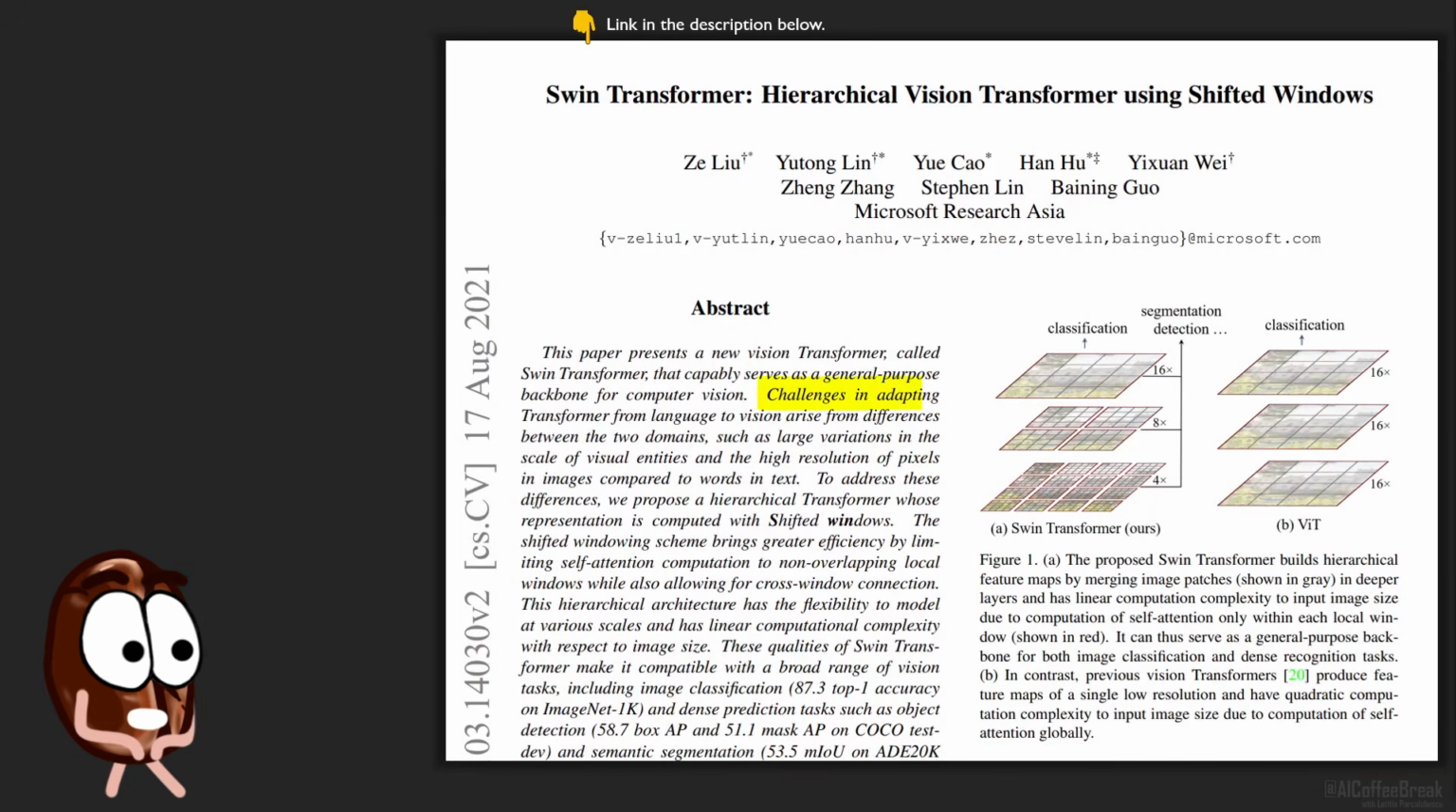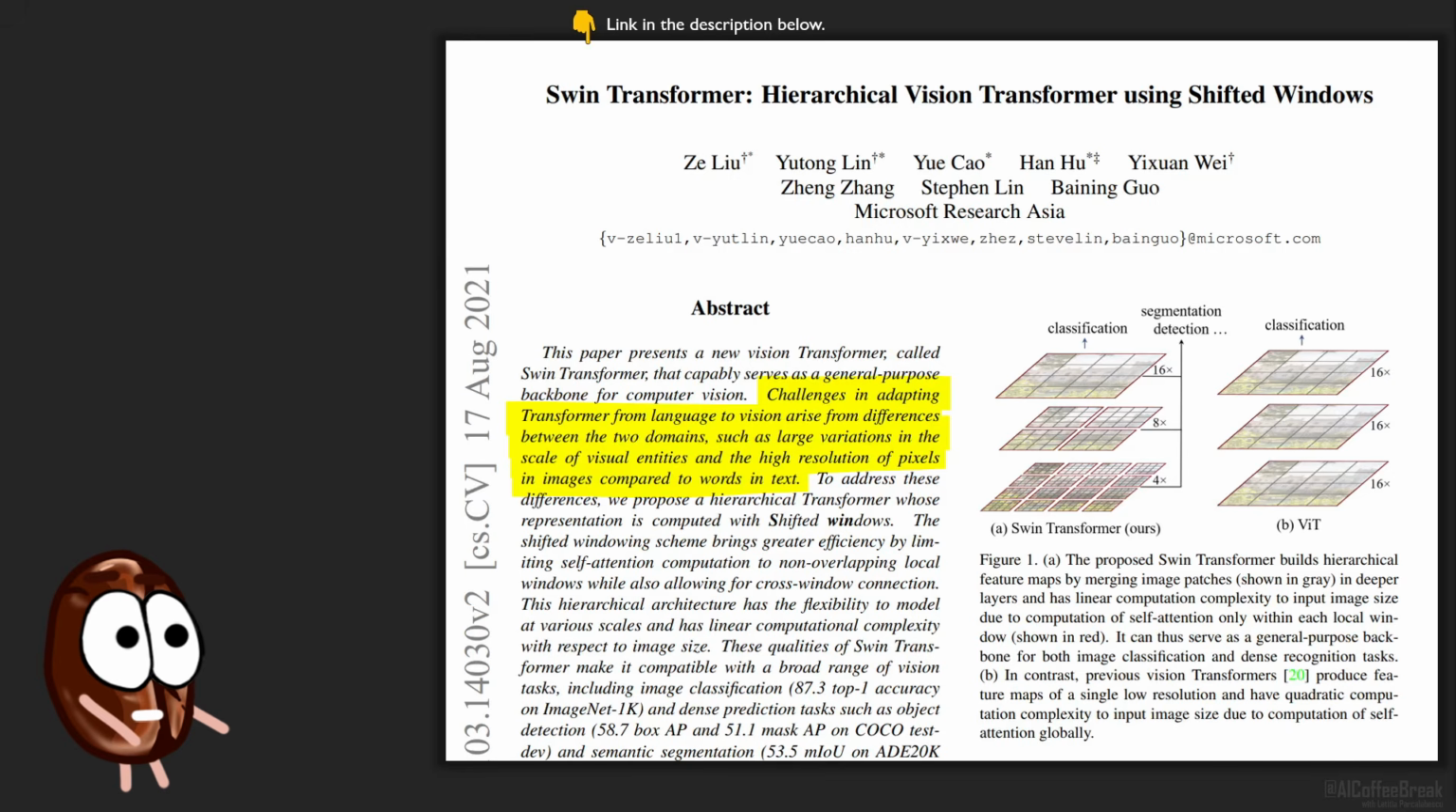Speaking of motivation for the Swin Transformer, reading this part of the abstract triggered me a little bit. It's about the challenges in adapting Transformer from language to vision, and the authors say they arise from differences between the two domains, such as large variations in the scale of visual entities and the high resolution of pixels in images compared to words in text. This is such a computer vision researcher thing to say. Everything is big data if you're brave enough.